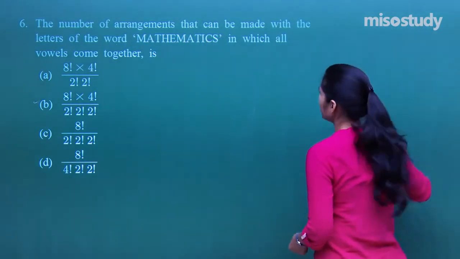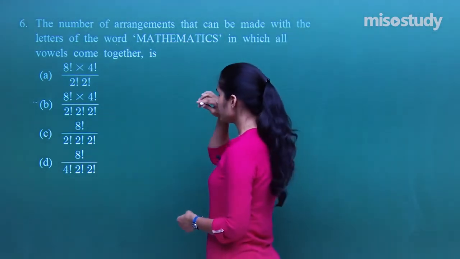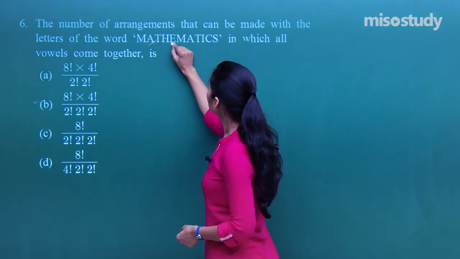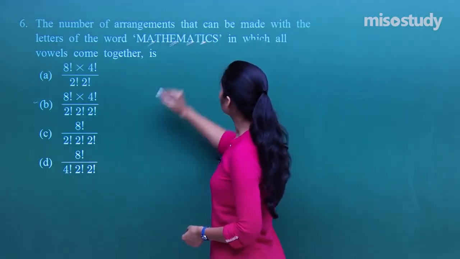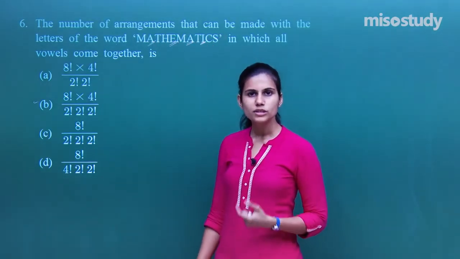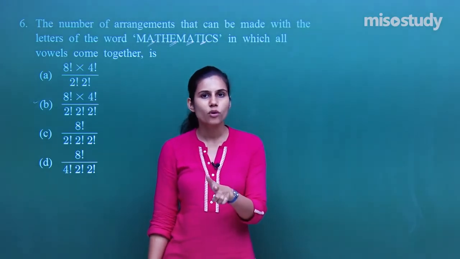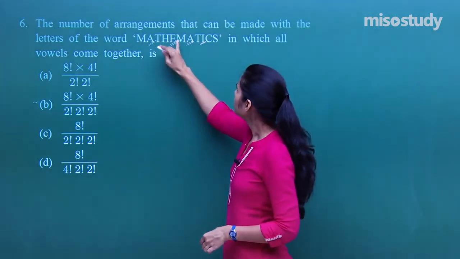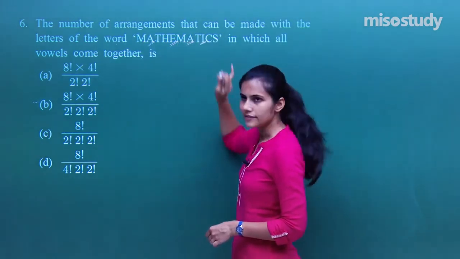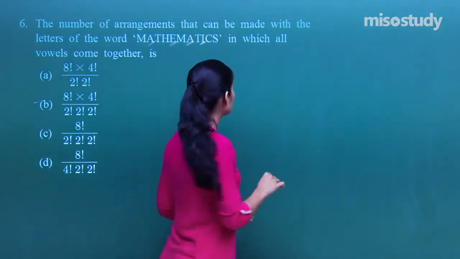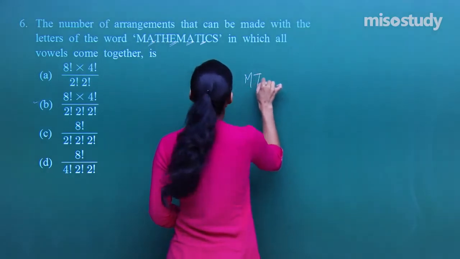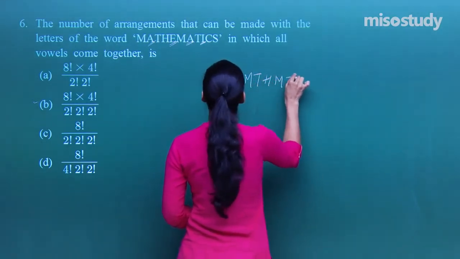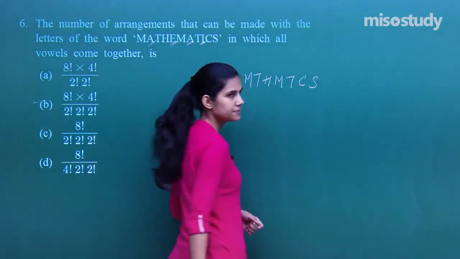Next we have the number of arrangements that can be made with letters of the word mathematics in which all the vowels come together. So how many vowels are basically there? You have A, you have E, again you have A, again you have I. So there are four vowels and you want all these four vowels to come together, and now you are left with 1, 2, 3, 4, 5, 6 and 7 letters. So you have M, T, H, M, T, C, S.